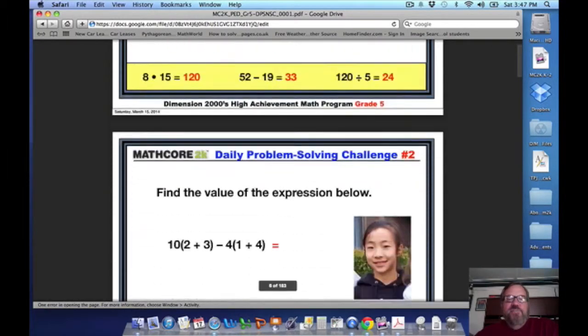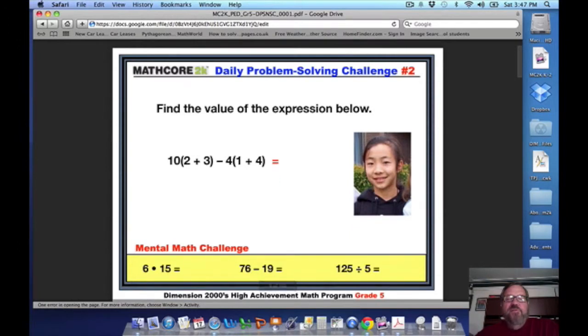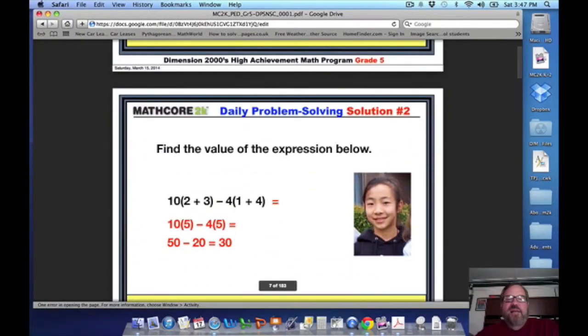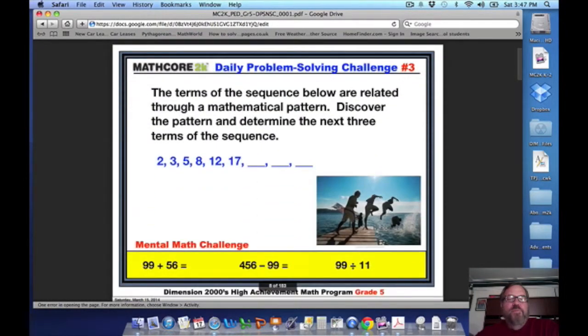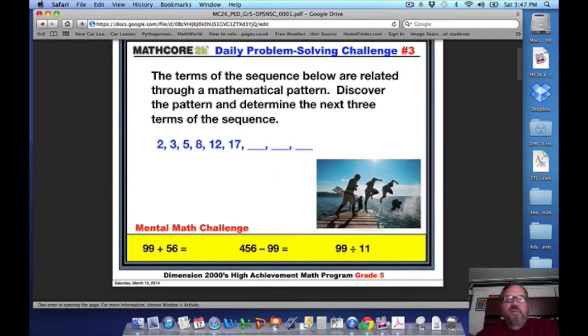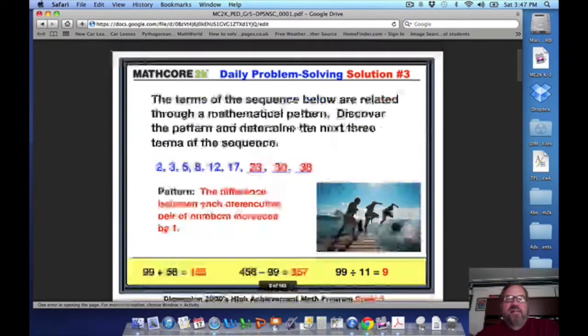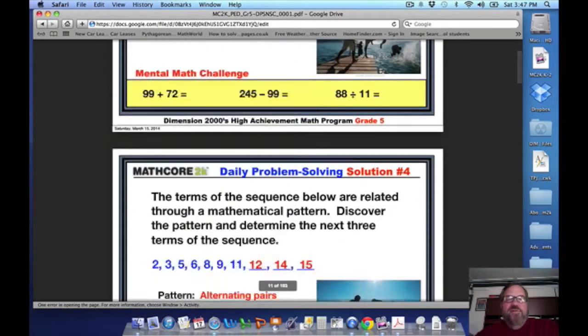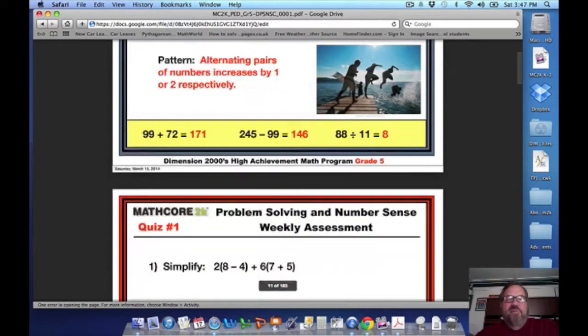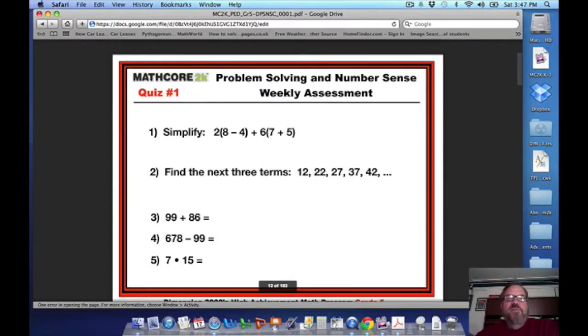Now here's Tuesday's problem. See, Tuesday's very similar to Monday, and then there's the answer slide. And then on Wednesday, we change the problem. Now we're into a simple pattern. And there's your answer slide. And then Thursday will be similar to Wednesday, another pattern. And then answer slide. And then on Friday, we have a little quiz. Notice the first problem is like the Monday, Tuesday with parentheses. The second problem is like the Wednesday, Thursday problems on pattern. And then the last 3 questions are the number sense problems.